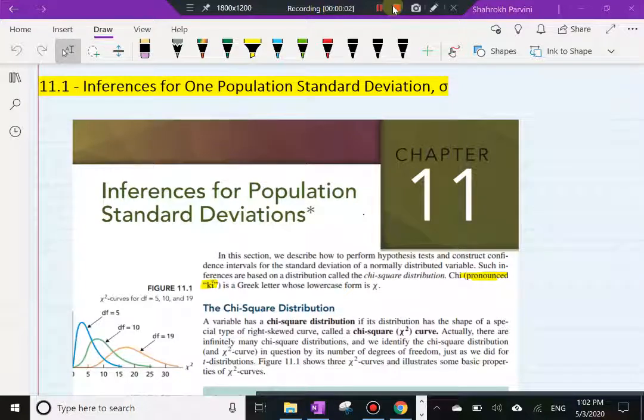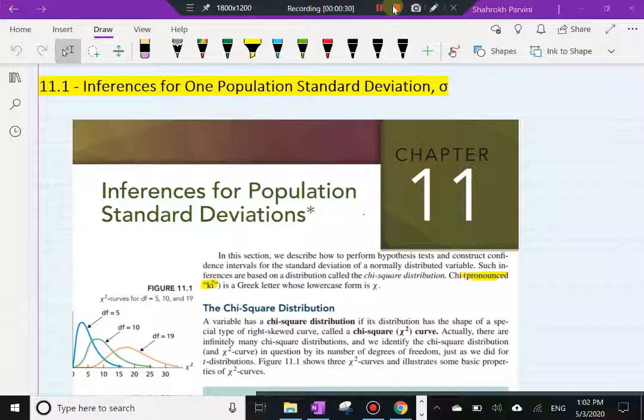In chapter 11, we're going to talk about inferences for population standard deviations. There are two sections in this chapter, but we're only going to cover section 11.1, just one section. That section is on inferences for one population standard deviation, sigma. Remember, when we talk about inferences, that means we're talking about generalization to the population parameters.